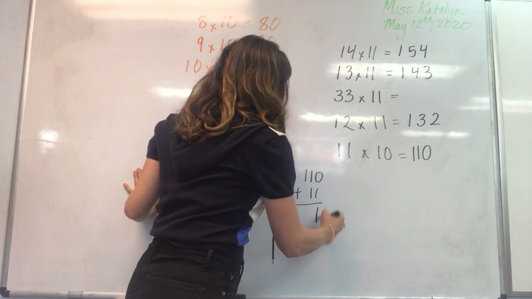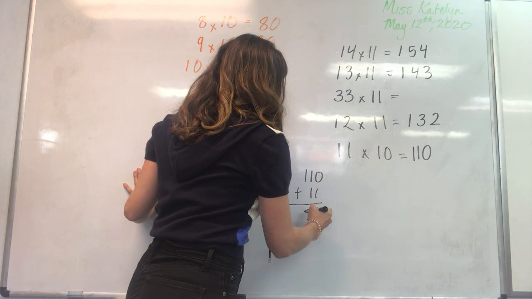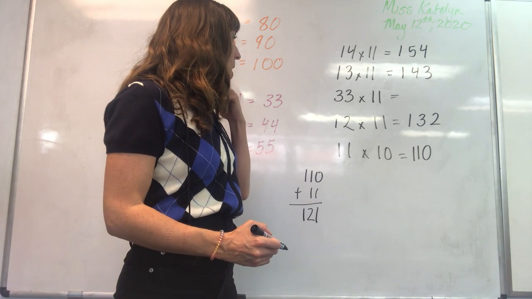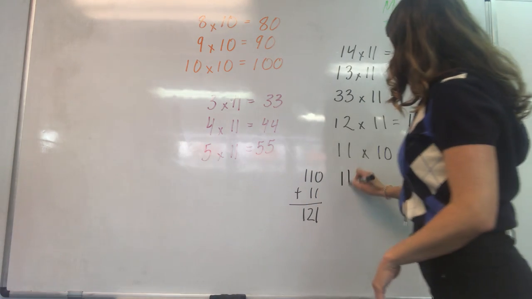0 plus 1 is 1. 1 plus 1 is 2. And 1 plus 0 is 1. 121. That's 11 times 11. That's the one I wanted to prove over here.